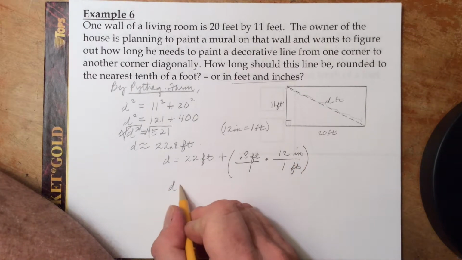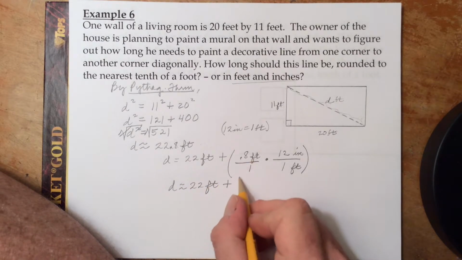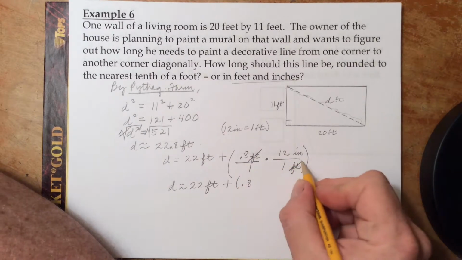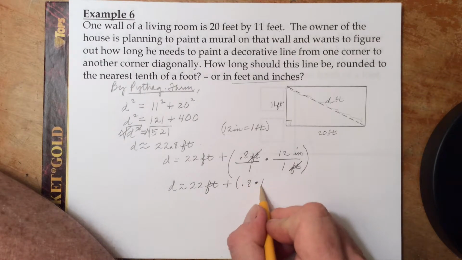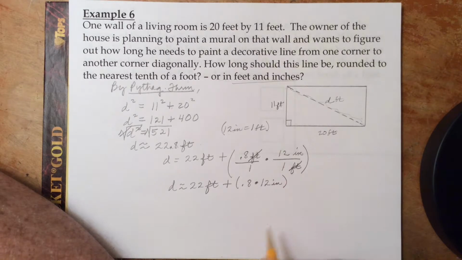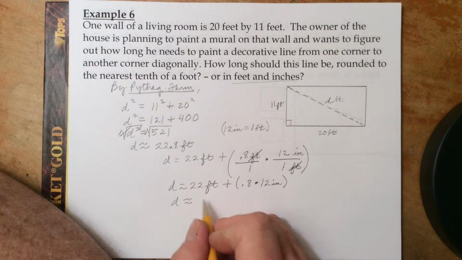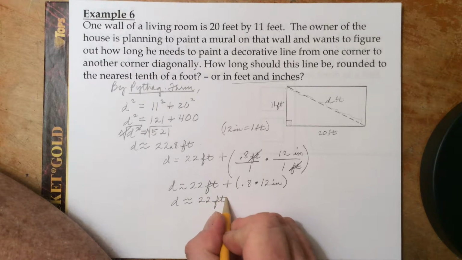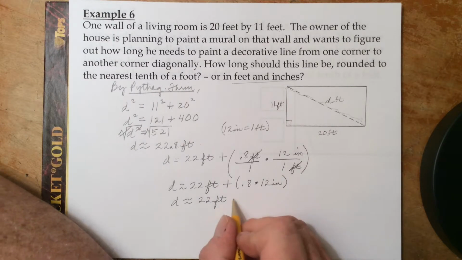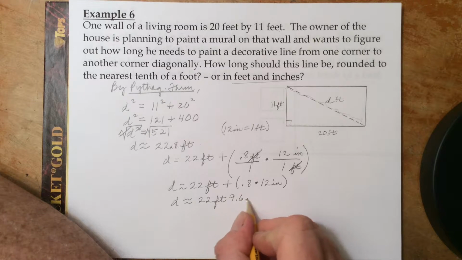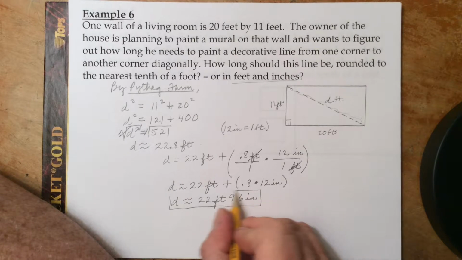Then at this point, we have 22 feet plus, and this would be 0.8. Once the feet divide out, and get rid of the ones because those are in the denominators, we have 0.8 times 12 inches. We still have inches. So now everything's set up for inches. So we have D is about 22 feet, and then when you multiply 0.8 times 12, you get 9.6 inches. So 22 feet, 9.6 inches is our answer in feet and inches.